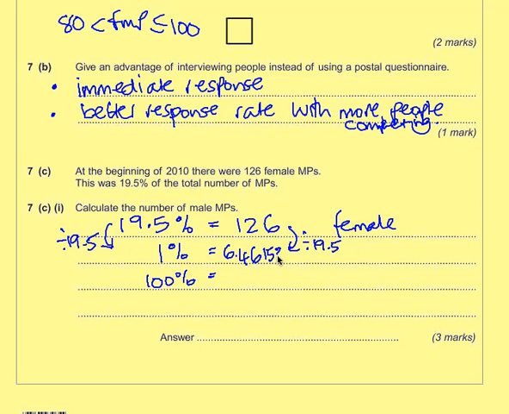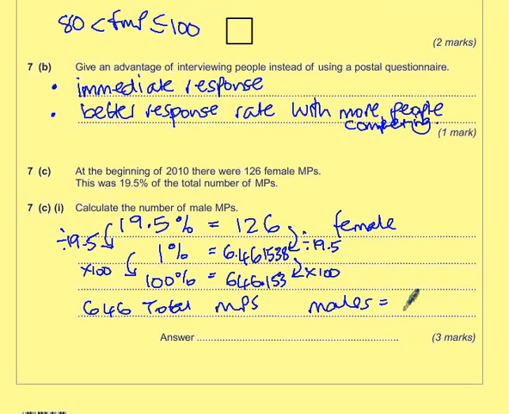6.461538. It's important not to round too early. Leave that figure on my calculator. From 1% up to 100% is multiplying by 100. So if I now multiply by 100, I'll get 646.153. So the 646 is my total MPs. So my males is 646, subtract 126, so 520 male MPs.